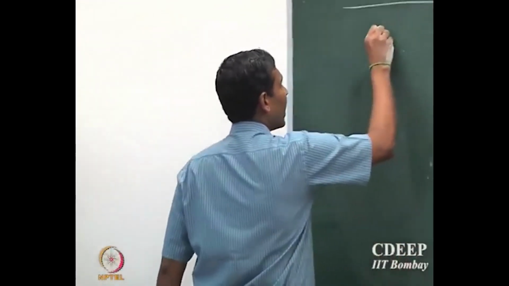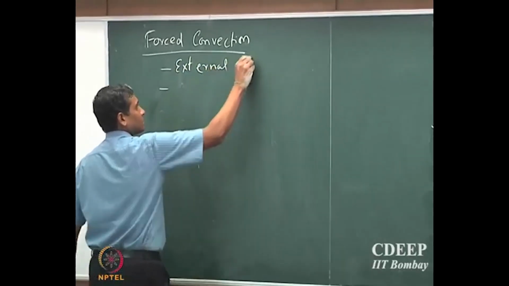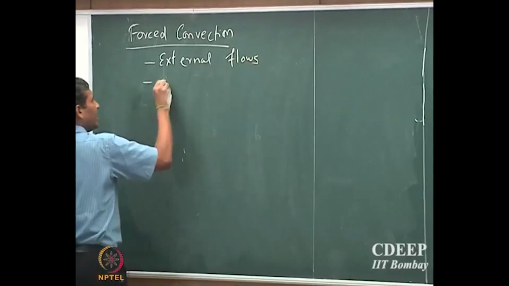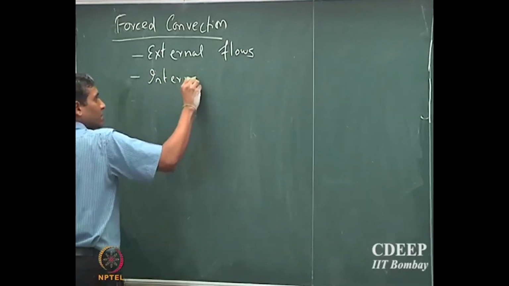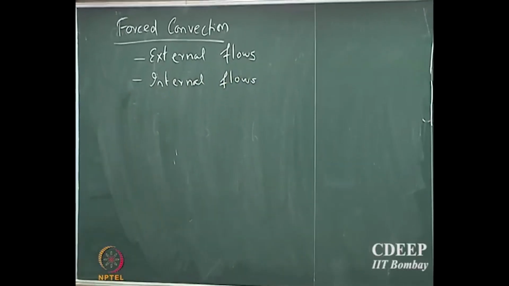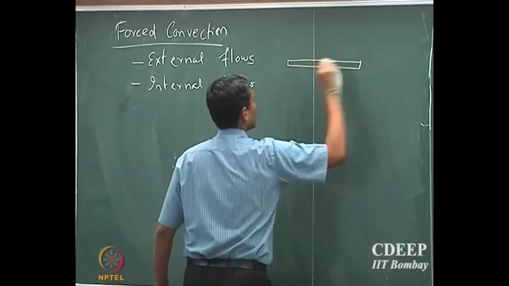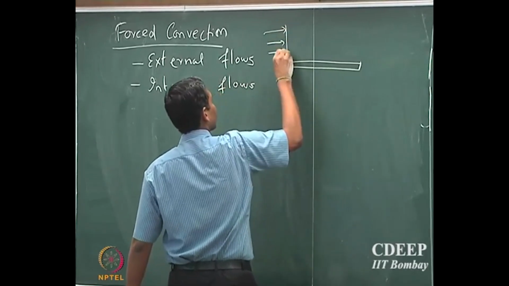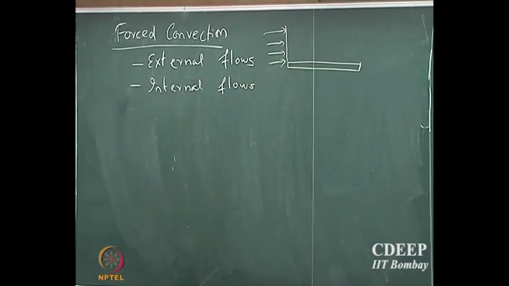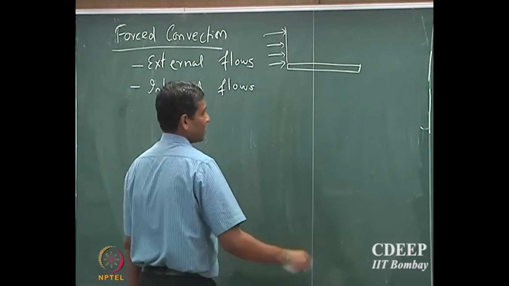So here you can have two types. One is the external flows and internal flows. You can have two types. So external flow, a very simple example of that is you have a flat plate. Okay, you have fluid which is flowing past this flat plate. So that's an external flow. It could be a very simple idea. If you look at, let's say, a fluid which is flowing past this table, that's like flowing past a flat plate.